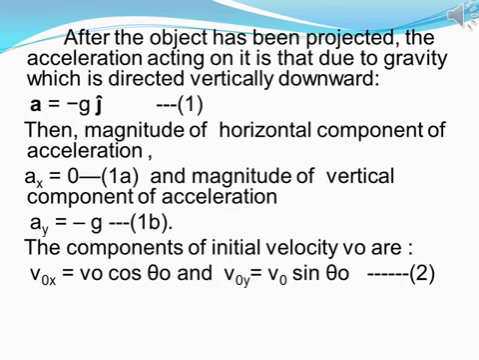You know that v0 is the initial velocity of the projectile. Then, what are the components of this initial velocity v0? These are v0x is equal to v0 cos theta 0, which is the x component of the initial velocity, and v0y is equal to v0 sin theta 0, which is the y component of the initial velocity v0. These are expressions 2.